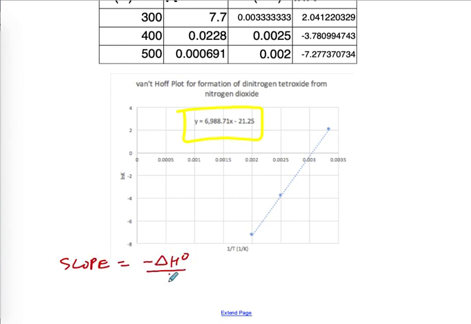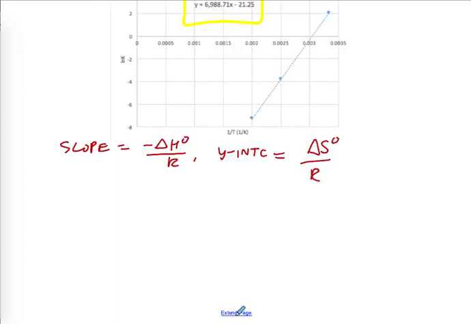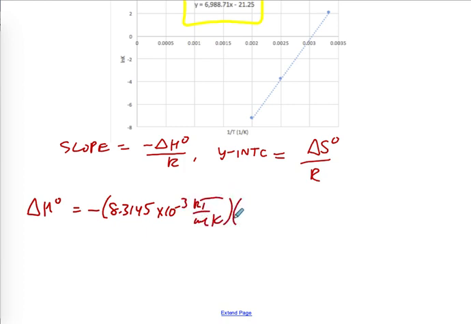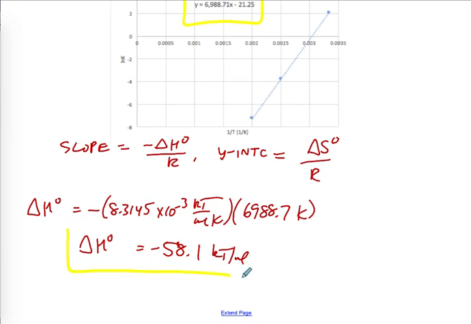So, as we said before, the slope is equal to negative delta H naught over R, and the y-intercept is equal to delta S naught over R. To calculate delta H naught, we will simply take negative times R, 8.3145 times 10 to the negative third kilojoules per mole Kelvin, times the slope, 6,988.7 Kelvin. You'll convince yourself that the unit on the slope is Kelvin, which gives us a value of negative 58.1 kilojoules per mole. Again, a positive slope here is consistent with an exothermic reaction.